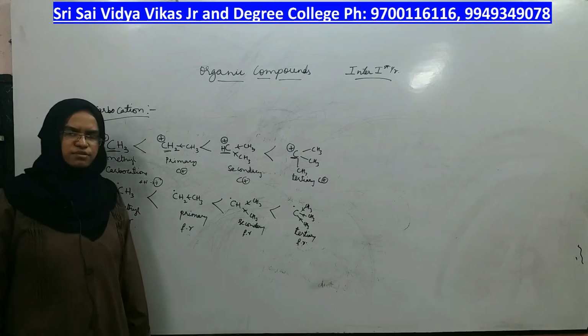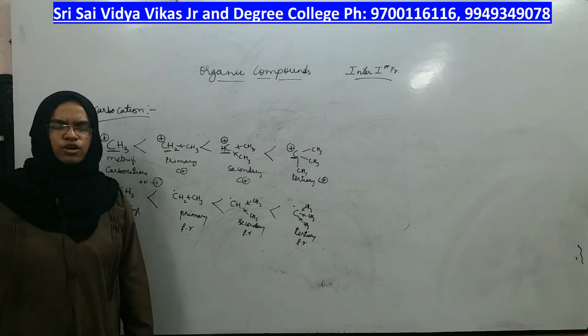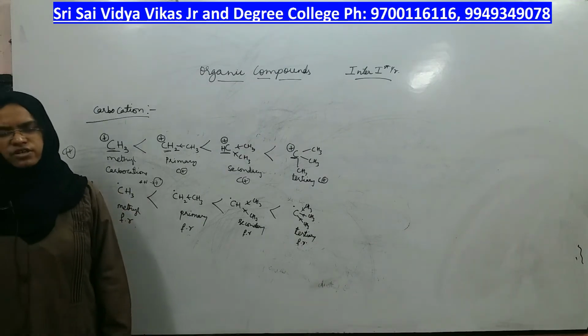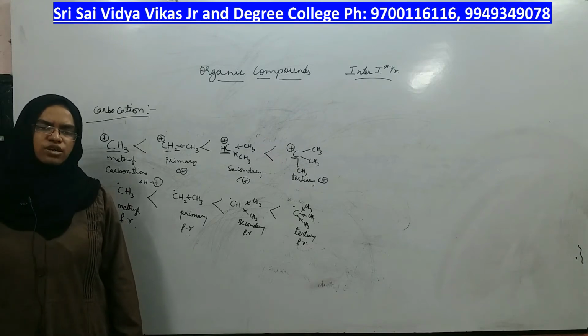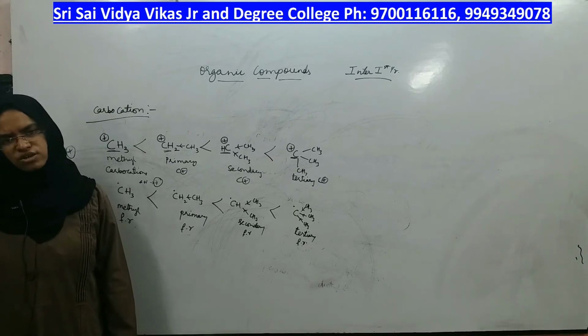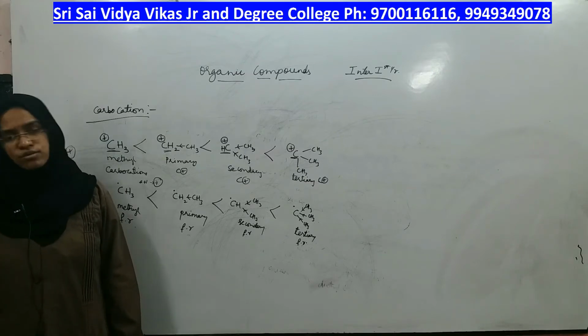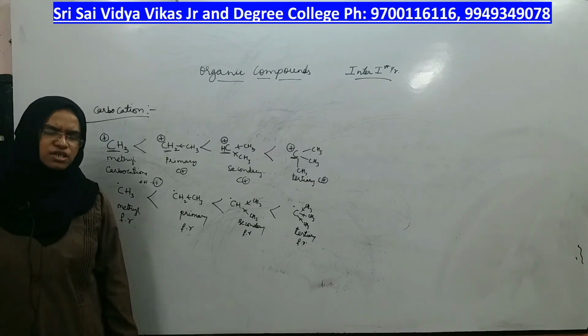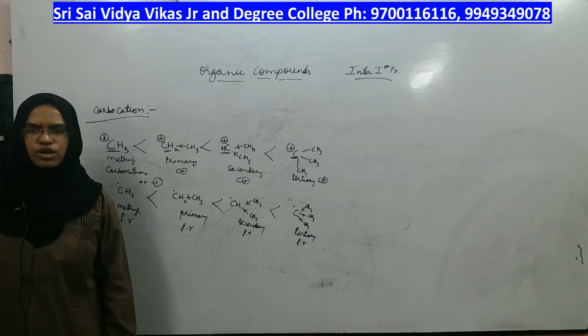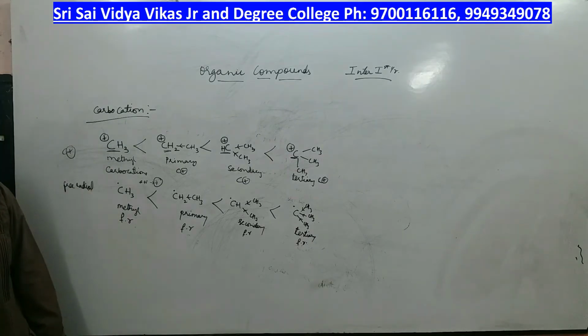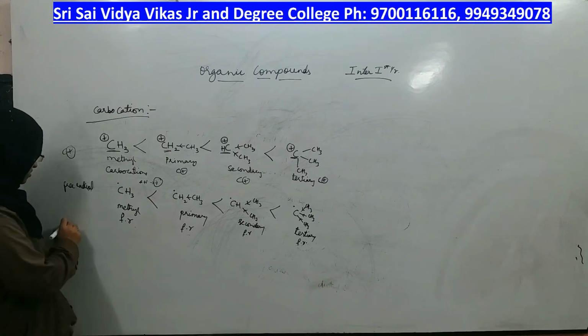The order of stability is the same for carbocations and free radicals, but the only difference between them is that carbocation has a positive charge, free radicals do not have a positive charge. Both of them are electron deficient, both of them follow the same order of stability. What is the next intermediate we have? The next intermediate we have is carbanion.